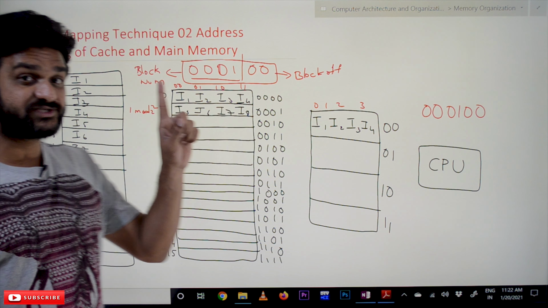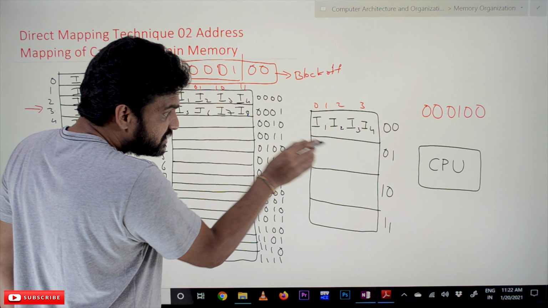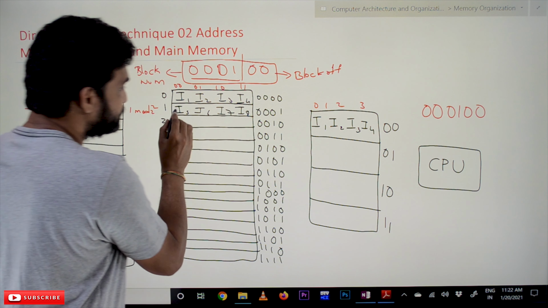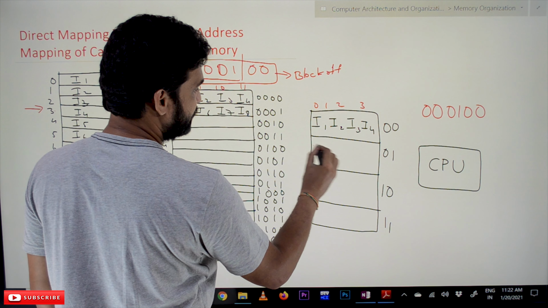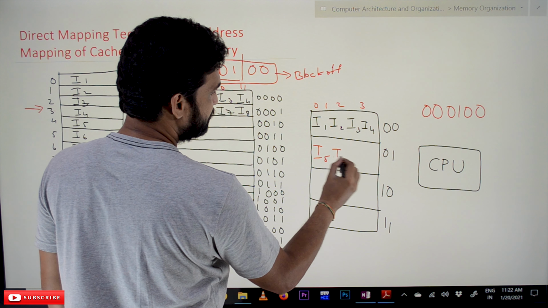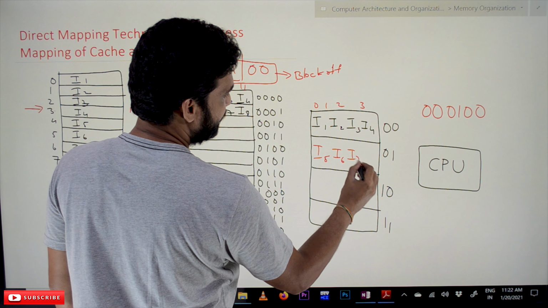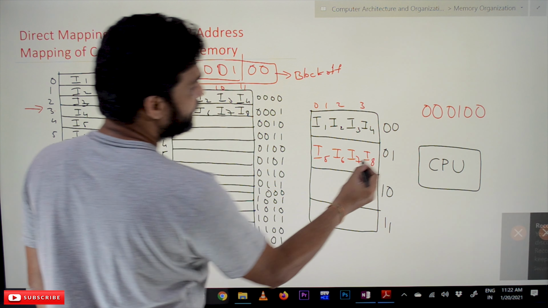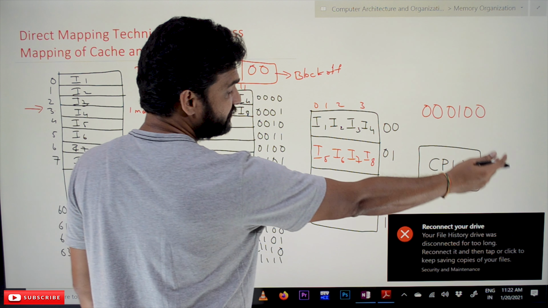1 mod 4 means 1. So into the first line, this entire block will get transferred. It is I5, I6, I7 and I8, and this 5th instruction will get executed.